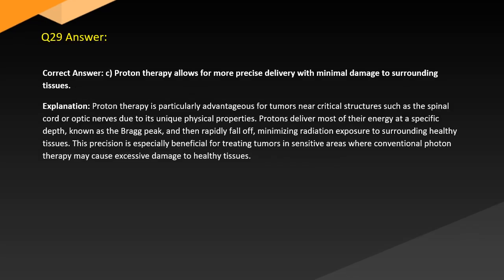Answer. Correct answer: C. Proton therapy allows for more precise delivery with minimal damage to surrounding tissues. Explanation: proton therapy is particularly advantageous for tumors near critical structures such as the spinal cord or optic nerves due to its unique physical properties. Protons deliver most of their energy at a specific depth, known as the Bragg peak, and then rapidly fall off, minimizing radiation exposure to surrounding healthy tissues. Precision is especially beneficial for treating tumors in sensitive areas where conventional photon therapy may cause excessive damage to healthy tissues.